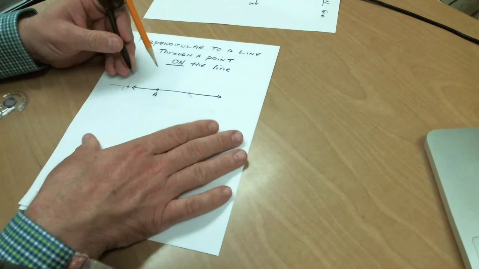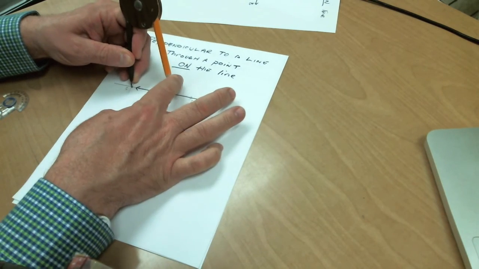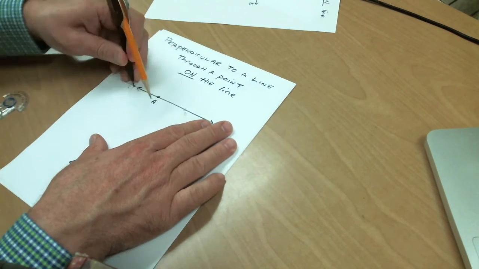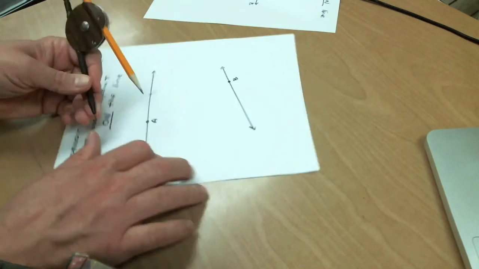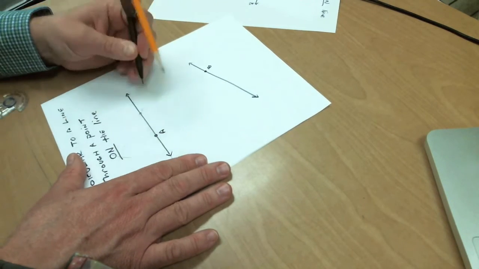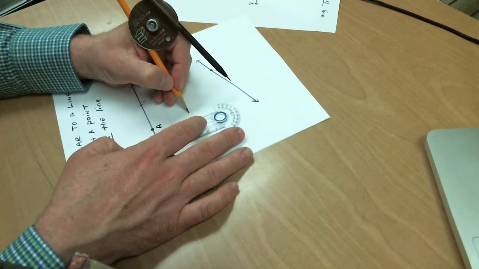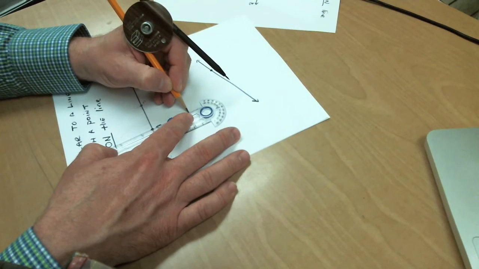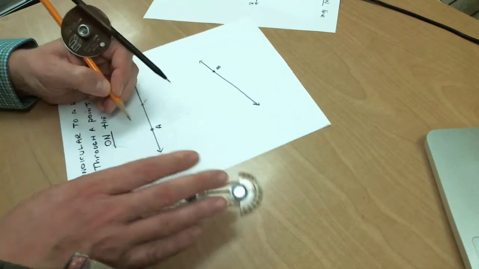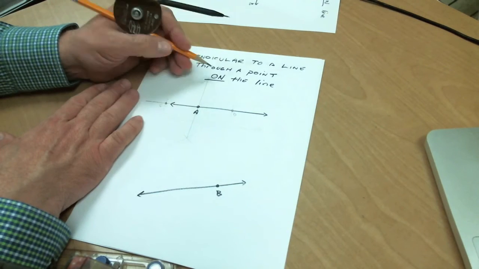So take your compass, put it on one of the endpoints, open it up well over halfway, strike above, strike below, strike above, strike below, and then draw your line. And that construction forces a line to go through the point that was given.